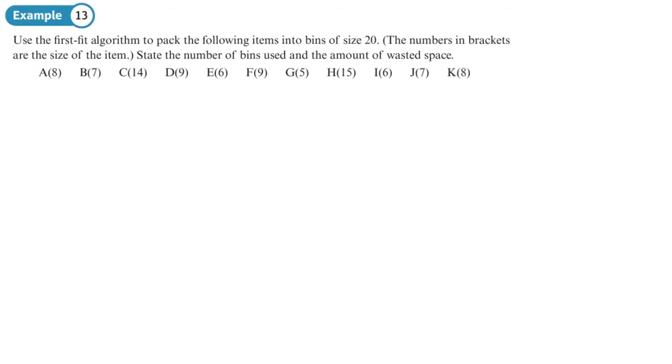Okay, so we're going to use the first fit algorithm to pack the following items into bins of size 20. State the number of bins used and the amount of wasted space. Okay, so the way I'm going to answer this is I'll write the bin number here. I'm not sure how many bins I'm going to use, but let's go to 4 for the moment, might need more. And then beside it, I'm going to write down the items that I'm going to put into that bin. So the first fit algorithm means you start from the left, you work your way to the right and fill a bin as much as you can, and then go back to the start again. So as we use items, we'll mark them off.